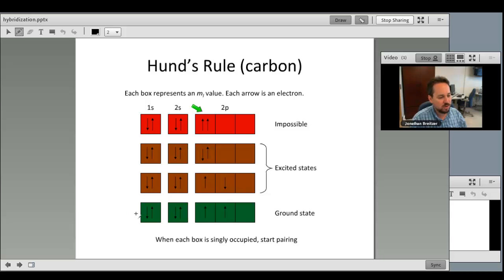Now, when we have the ground state and the excited states, these are all allowed, but only the ground state one, the one in green, is allowed by Hund's rule, because we have two electrons that are in separate boxes pointing in the same direction. So that tells you that that's the lowest energy state, and the lowest energy state is the ground state. And so we'll be focusing on the ground state. You can come up with any number of excited states, but there's only one ground state. Remember, when each box is singly occupied, then and only then do you start pairing.